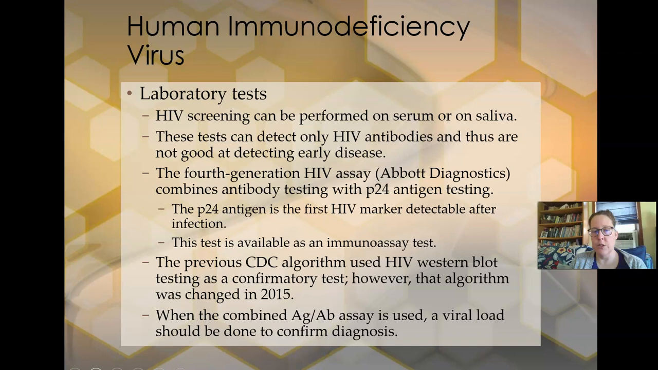The previous CDC algorithm just used HIV Western blot testing as a confirmatory test, but the algorithm was changed in 2015. And so if you do the combined antigen-antibody assay, with the P24 antigen and the anti-HIV antibody, and a viral load, that's enough to confirm a diagnosis.